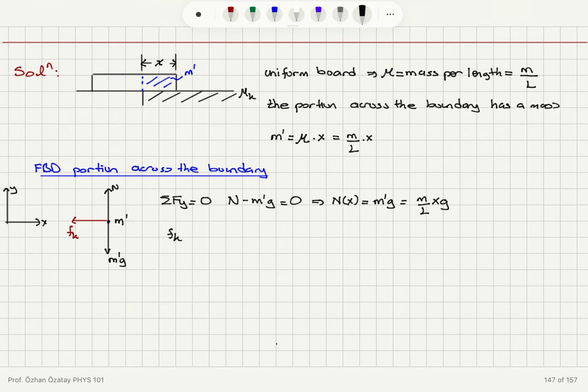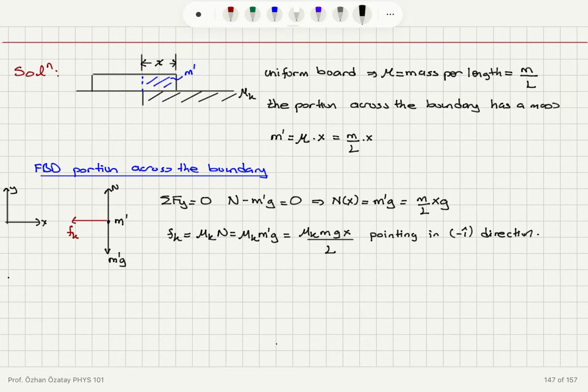The kinetic friction force is the coefficient of kinetic friction times the normal force N, which is mu k times m prime g, which is mu k times m g x divided by L. And it's pointing in minus i hat direction.